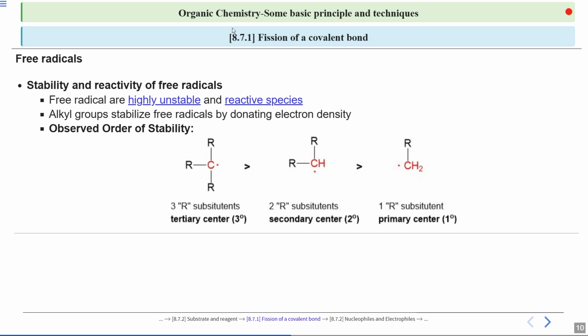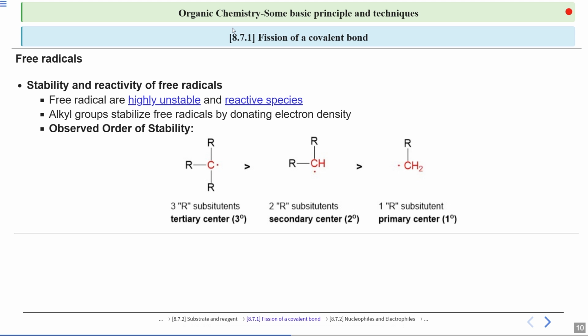Now we can have a different aspect to explain the stability of this radical. That aspect is steric hindrance. If 3 alkyl groups are attached onto the carbon, in a way they are prohibiting any other species to react with the carbon. So this is making the radical less reactive. Okay, so you can think of it in this way also.